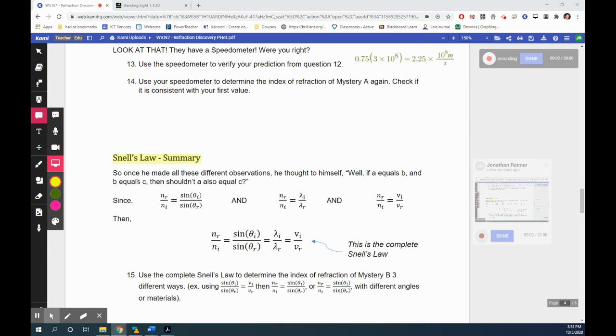Okay, let's bring this all together. Here's what we've learned. NR over NI, the two indices of refraction, can tell us the difference between the angles, the difference between the wavelengths, and the difference between the speeds. Well, if A equals B and A equals C and A equals D, then can't we say that B equals C and C equals D and B equals D?